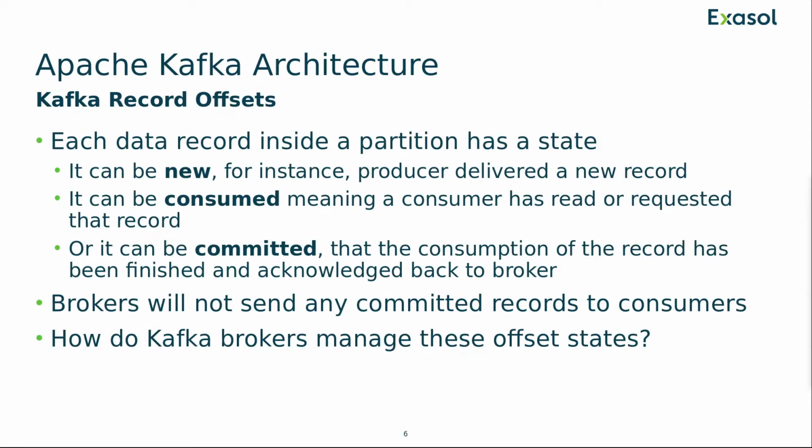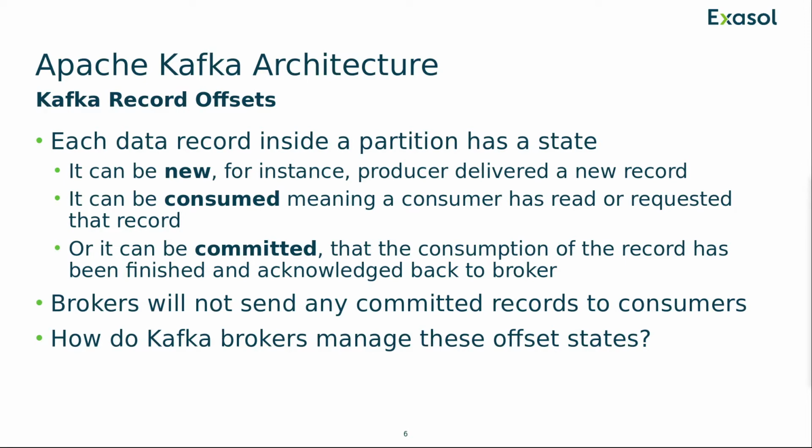Another important concept is the states of each record inside a partition. Each record in a partition can be new, for example, when a producer produces a new record, or it can be consumed, when a consumer has read or requested that record. And the record state can be committed, meaning that the consumption of that record has been finished and reported back to a broker from a consumer. Then brokers will not give any committed records to the consumers in that group.